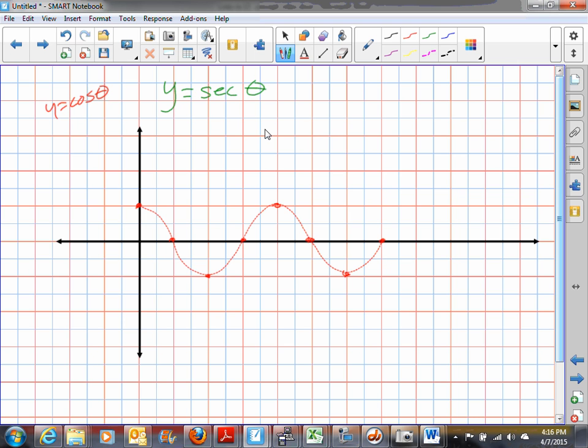Now we're doing y equals secant theta. And the secant theta is the reciprocal of the cosine. So when the cosine is 1, so will the secant be. When the cosine is 0, we will get vertical asymptotes. So we could just draw in the vertical asymptotes where the cosine graph crosses the x-axis. Now, we have 1 here and we go to the asymptote. We have -1 here and we go to the asymptotes. We have 1 here and we go to the asymptotes. And -1 here and we go to the asymptotes. So this green graph is what the secant graph looks like.